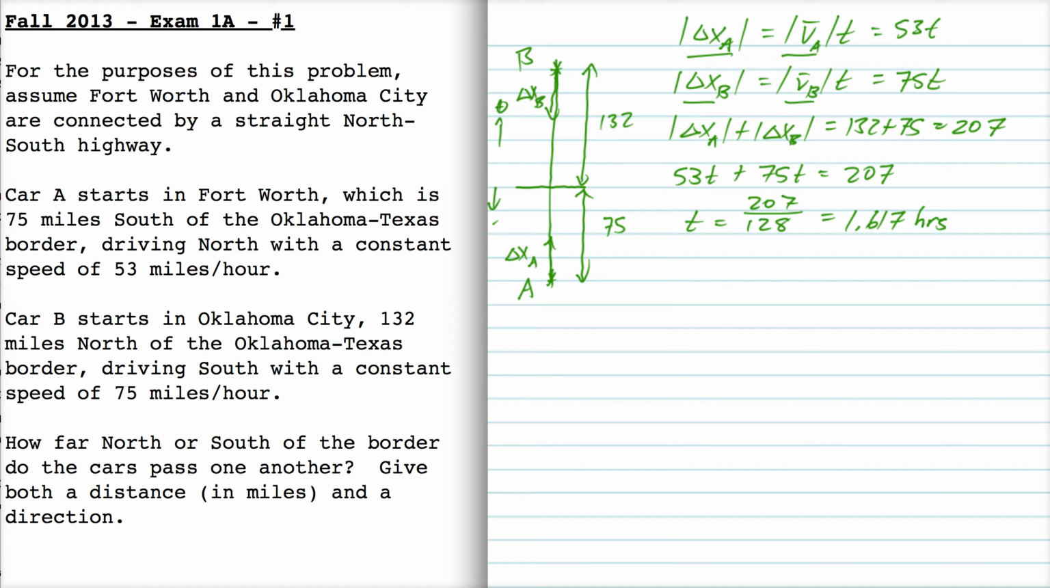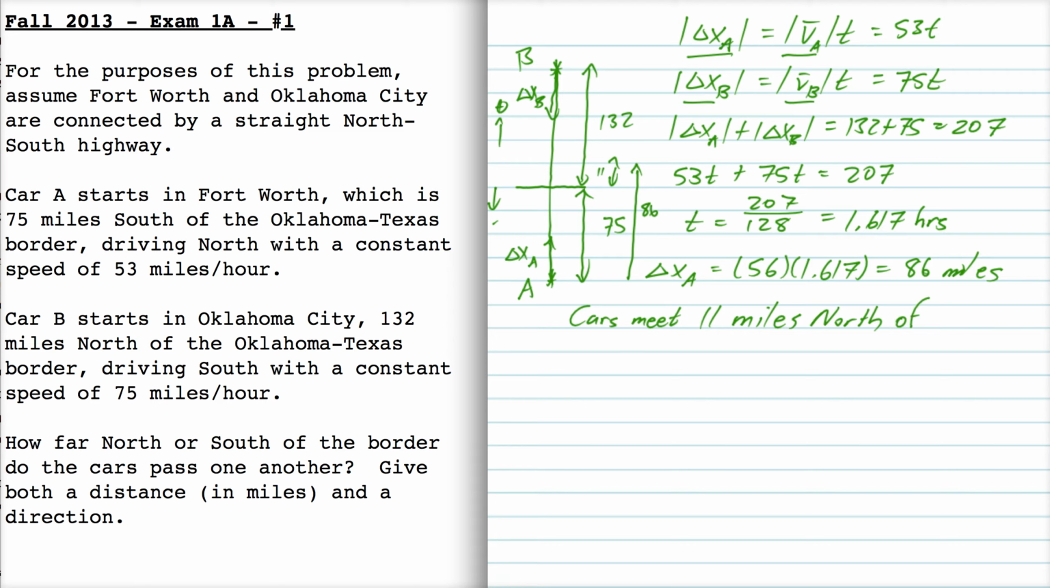For example, I can find A's displacement, delta xa, which is 53 times the time. That's 86 miles if I round off. And so that means delta xa looks like this. It's 86 miles, which is 11 miles north of the border. So the cars meet 11 miles north of the border.